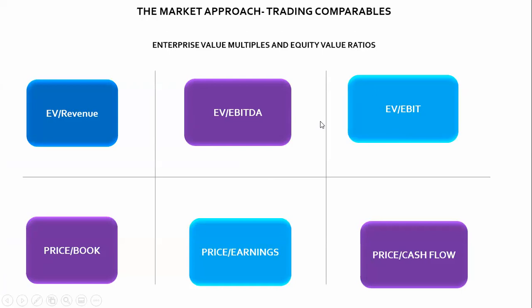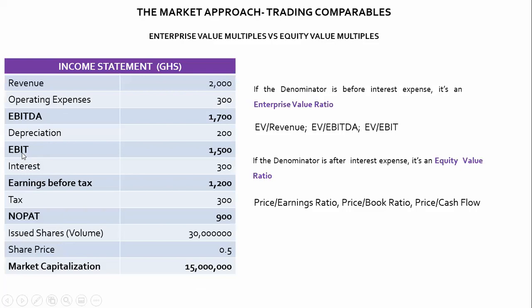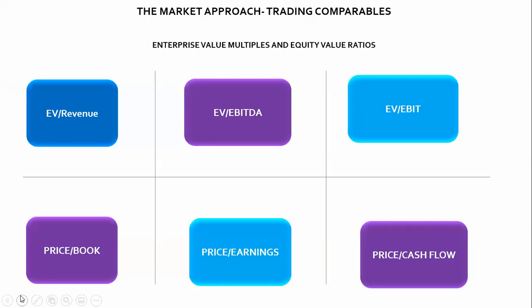So most of the times, or let me say all the times, EBITDA is higher than EBIT. By the time you get here, you've taken out depreciation from it, and then you arrive at EBIT. That is also using operating profit to drive the company's value. The number of times you would have to pay for operating profit for you to acquire a business.